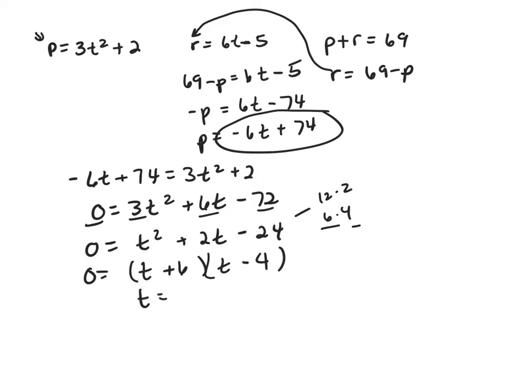So that's t equals negative 6 and t equals 4, because I set each one of those equal to 0 and solved. And cross that out because t is positive, t is 4. That took me a little less than 2 minutes to work.